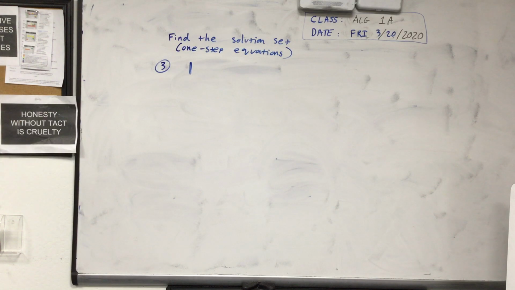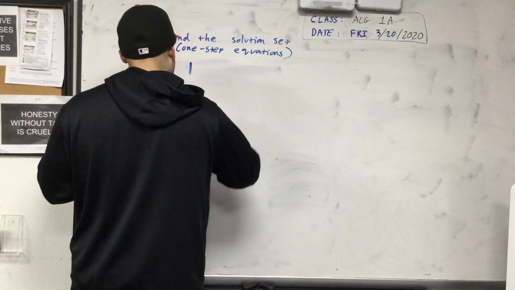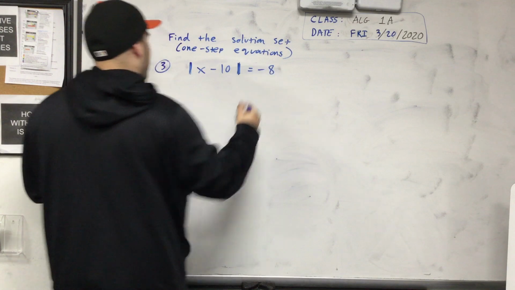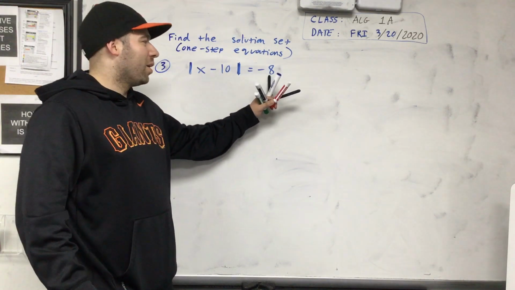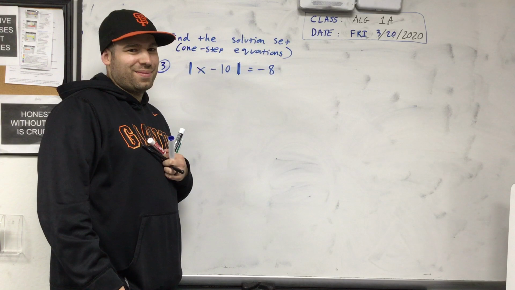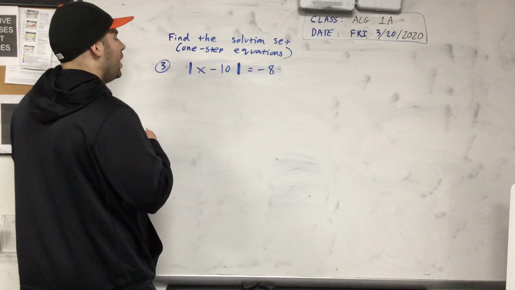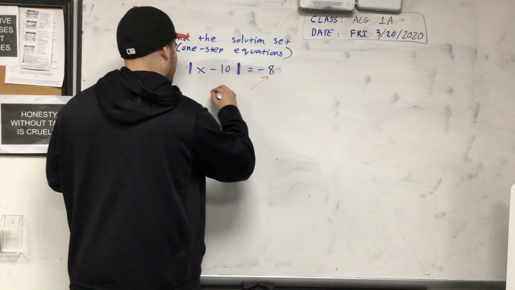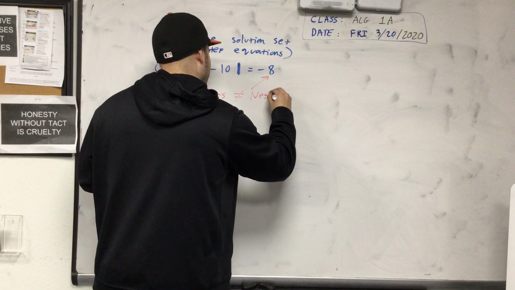Okay, so let's say I've got the absolute value of x minus 10 is negative 8. So I've got the bars isolated, and I'm going to check the output. Is the output for the bars positive or negative? It's negative. So what I can do is I look at this and I go, well, the bars can never equal a negative output. So the bars can't equal a negative.